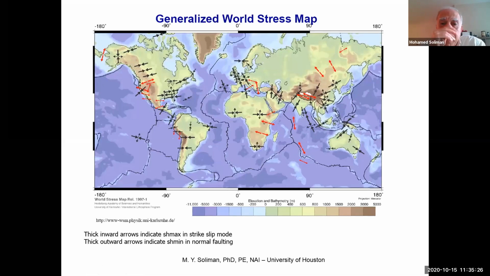So, tectonic plates. If I look at this map, this map was created, as you can see at the bottom here, by Karlsruhe University. When I hear that, it's because I spent one summer as a graduate student at the University of Karlsruhe. It's an interesting place, very strong technically.